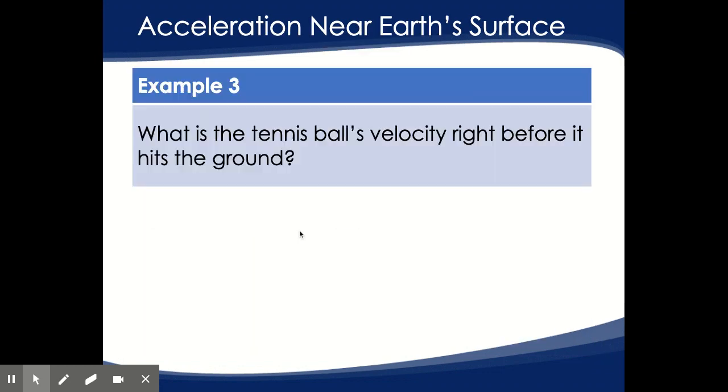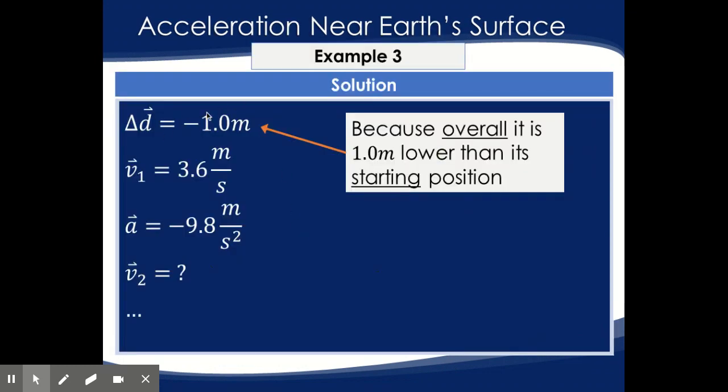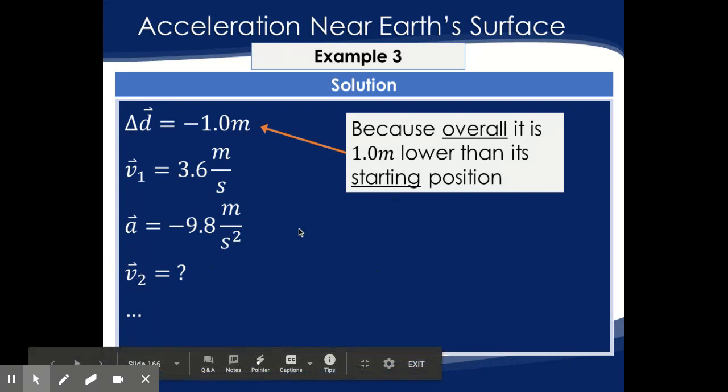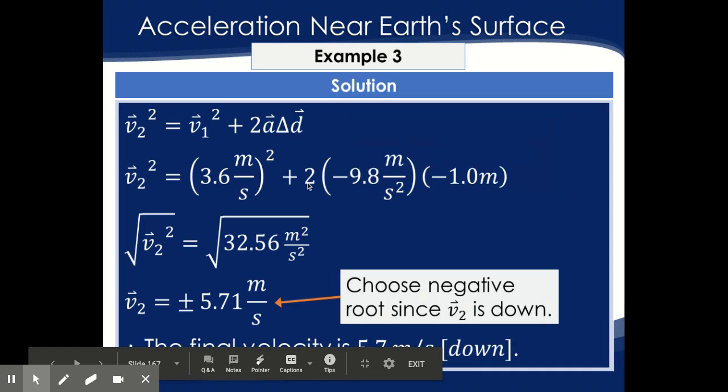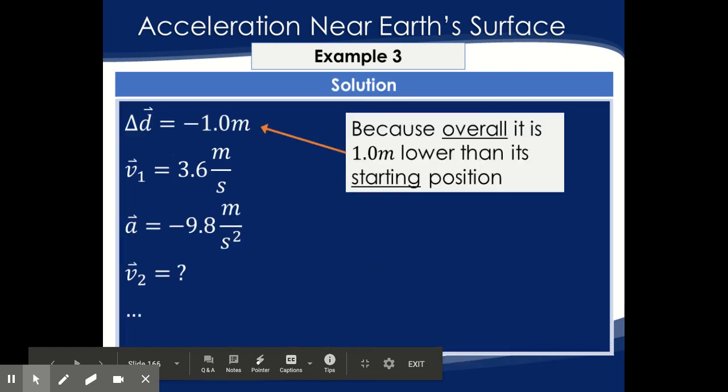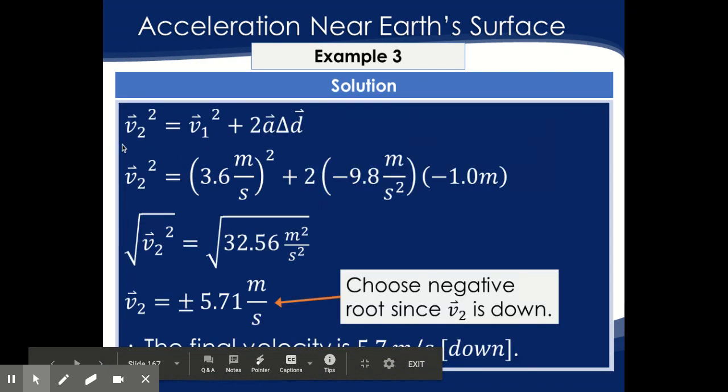So that's why the distance that we went here was -1. So from the hand to the ground was 1 meter. The initial velocity was 3.6 still. The acceleration is still the same as gravity. So what is our final velocity as it hits the ground? In this case, actually all we're really doing is changing the distance here. So we're using the same formula.